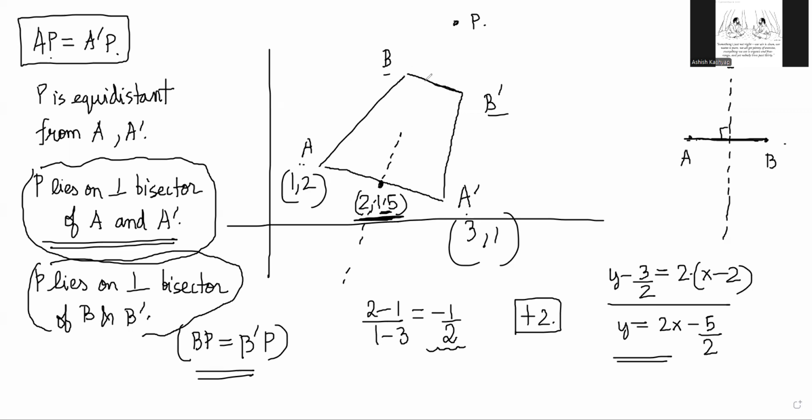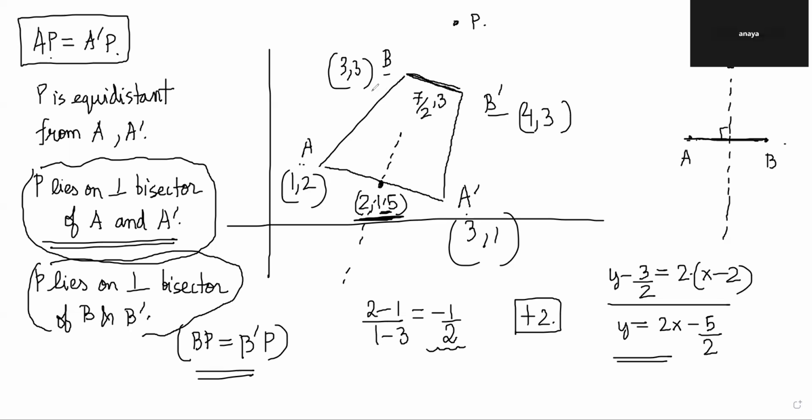Similarly, I'll find this other perpendicular bisector also. B dash was 4 comma 3 and B was 3 comma 3. So 3 comma 3 and 4 comma 3. So the midpoint is 7 by 2 comma 3, right?